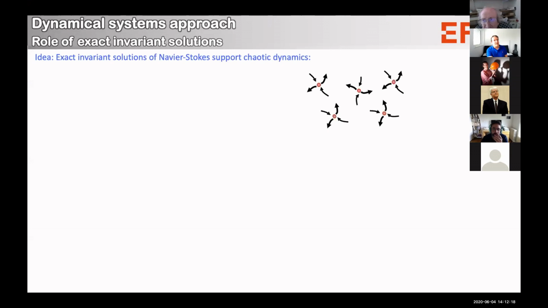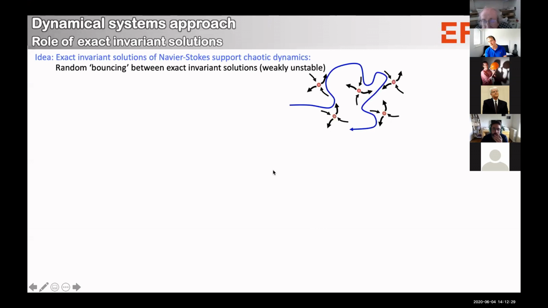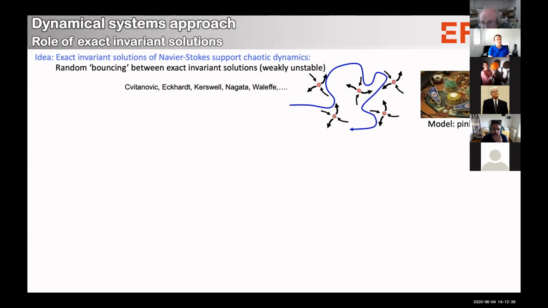And the idea is that what we observe as weak turbulence is mediated by other fixed points and other so-called invariant solutions of the Navier-Stokes equations. So pictorially, the idea is that you have other of these fixed point solutions here, which have stable and unstable directions, so that a trajectory is bouncing between these invariant solutions and thereby generating the chaotic dynamics that we perceive as weak turbulence. So a good image for this picture that was developed by these people and others is to think of a pinball system in the state space of the flow equations.